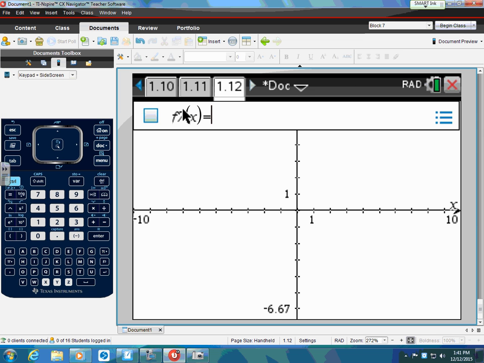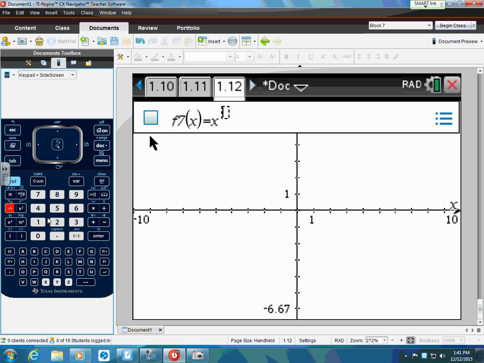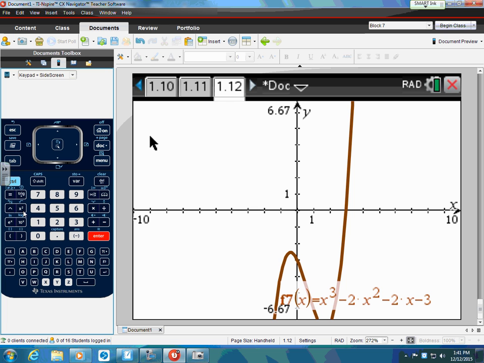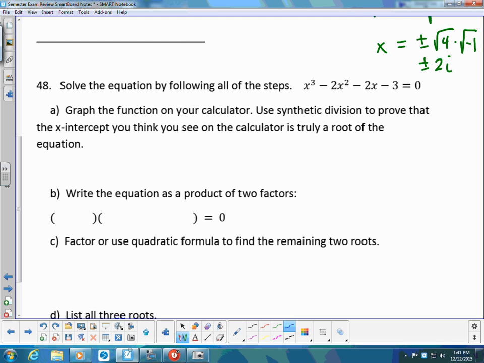And I'm typing in x raised to the third, and then I want minus 2x squared minus 2x minus 3. It looks like it's crossing through at positive 3 on the x-axis, so let's do synthetic division with a positive 3, because that looks to be the root right there. So if I put positive 3 in the box and the coefficients of 1, negative 2, and negative 3, I'm going to try and squeeze this in here, bringing the 1 below the line.